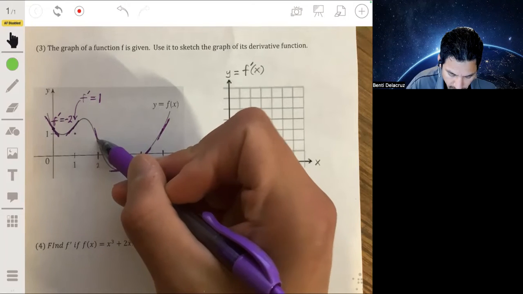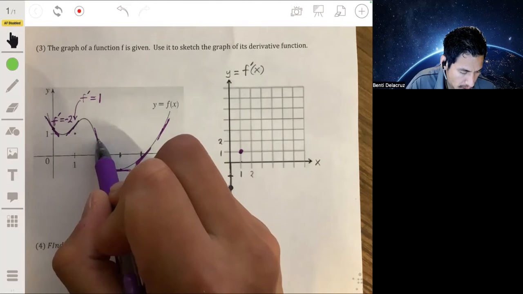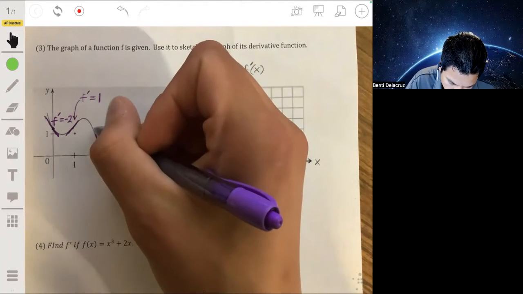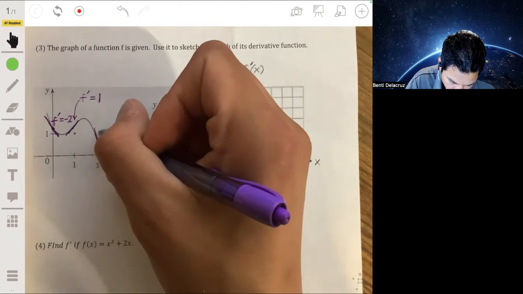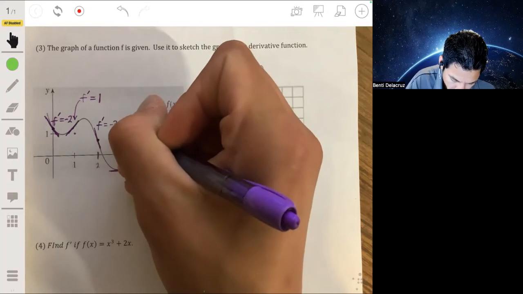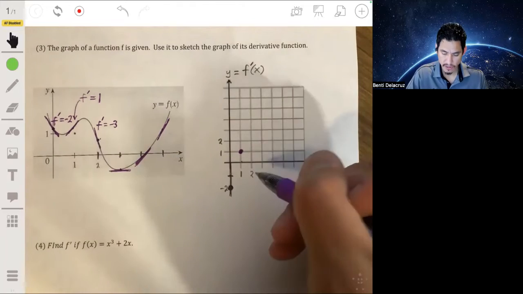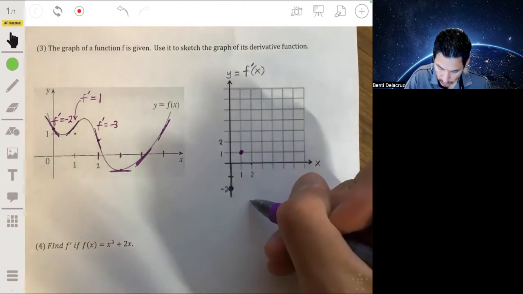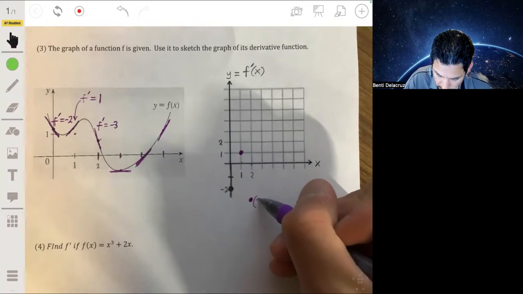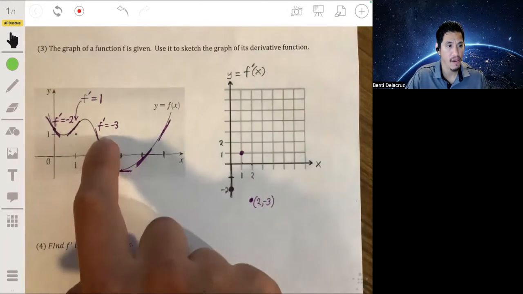Now we look over here when x is 2. When x is 2, you maybe say that this looks pretty steep. This looks like maybe the derivative is -3 here. We'll say that the derivative is -3 when x is 2. So when x is 2, we're going to put a point down here. Let me just note it as 2, -3 to represent this right here.